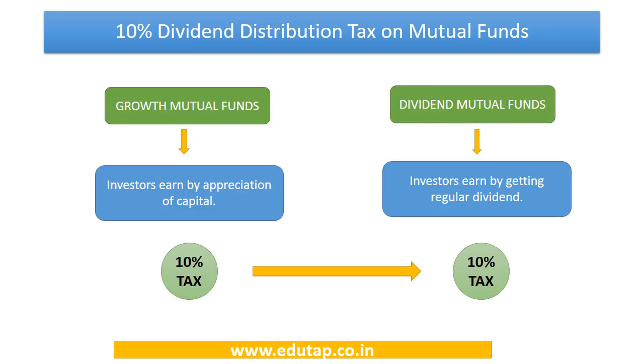So you can see here that now in both the growth mutual funds and in the dividend mutual funds there will be 10% tax. In growth mutual funds, investor would earn by appreciation of capital and they would earn by capital gain, so 10% tax would be imposed. And now on dividend mutual funds also, investors who earn by getting regular dividend will have to pay 10% tax.